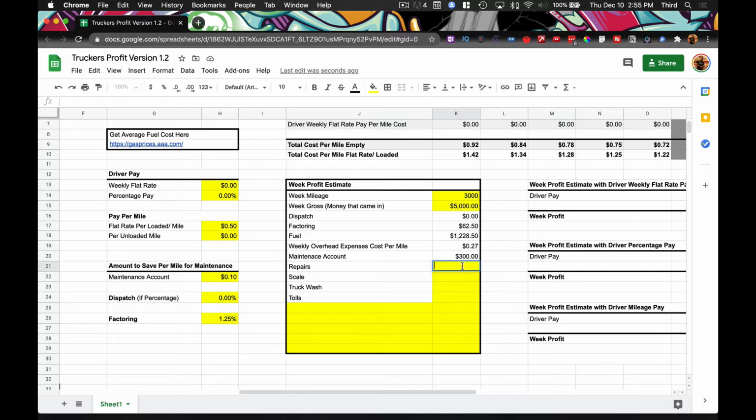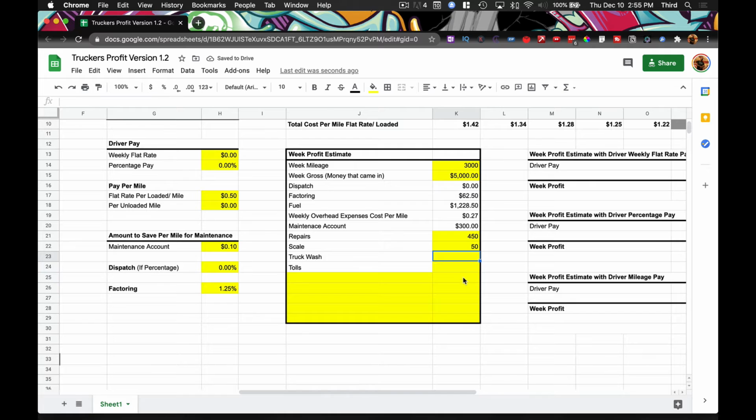Now you can go fill in the blanks on things that may have happened during the week. Like, let's say you had to buy a tire. You want to get a tier 1 tire. You put that in there. How much did it cost you at the scale? I don't know, $50. But you see what I'm saying? You go ahead and put that in.